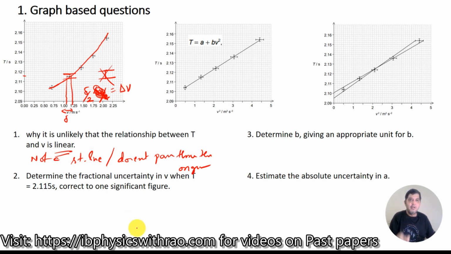Then what you need to do is find the fractional uncertainty. So for the value of 2.115, what is the corresponding value for V? This point will lead to something like 1.125, I think. This is your V value here. And what's the value of delta V? Let me calculate this for you. This value is not clear. So this is 1.125.